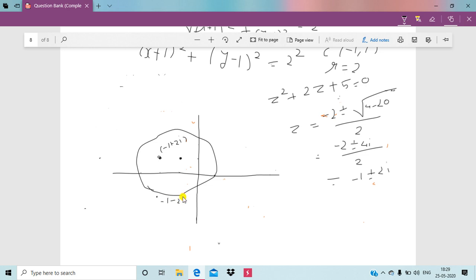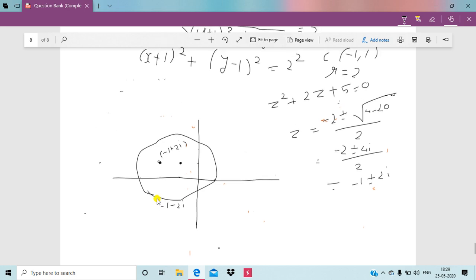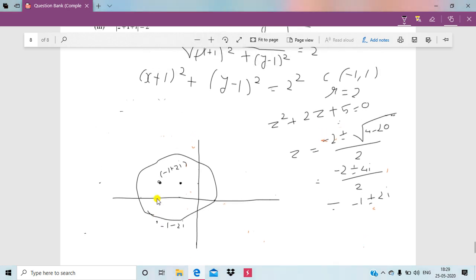Therefore we can see that minus 1 plus 2i is a point which is inside the circle, and minus 1 minus 2i is outside the circle. So this is how we can make a rough sketch of any complex curves, and how we can locate its inner and outer points. So this is all about how to sketch complex curves. Thank you.